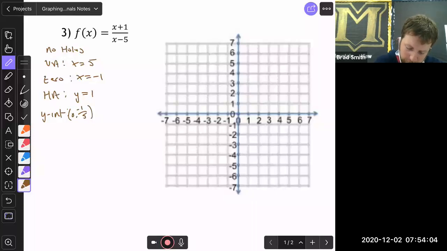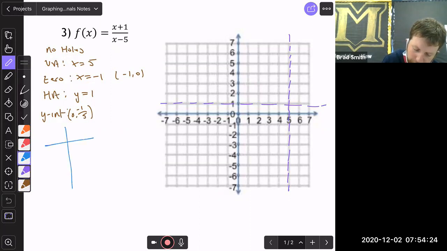So that point's on the graph. Your 0, once again, is (-1, 0). So that kind of gives me a starting spot. You can go ahead and write the domain if you want to. So I have a vertical asymptote here at x equals 5. I have a horizontal asymptote here at y equals 0.